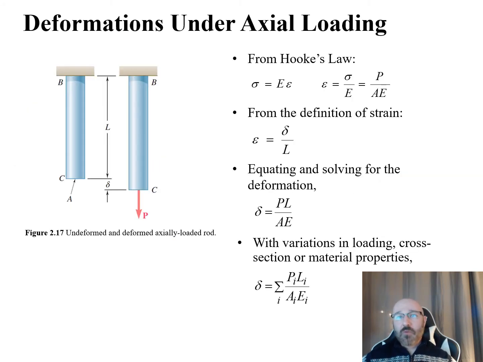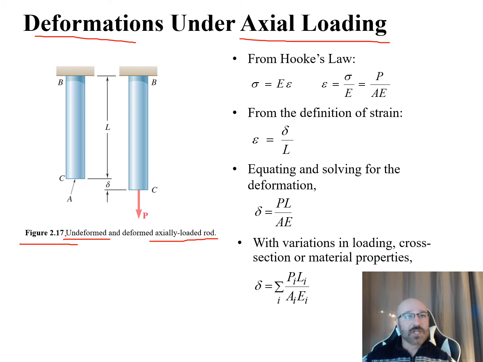So let's get into a couple more formulas and some key governing equations. If we're talking about deformations under just pure axial loading, go back to our really simple diagram over here: an undeformed and deformed axially loaded rod. It has uniform shape, uniform cross-sectional area, original length L, some deformation delta, and some external load P applied to it. From Hooke's law, we can get the modulus of elasticity out of this.